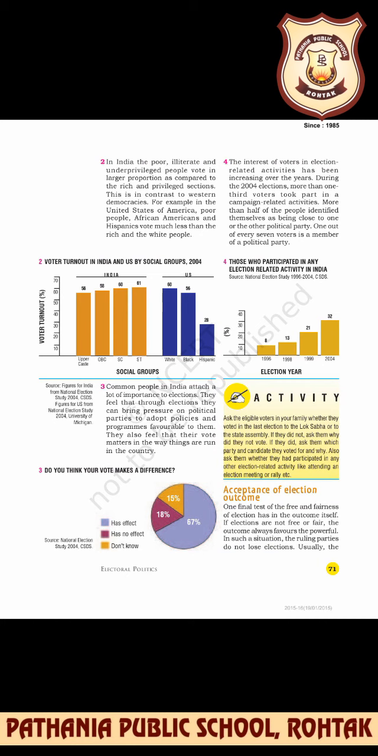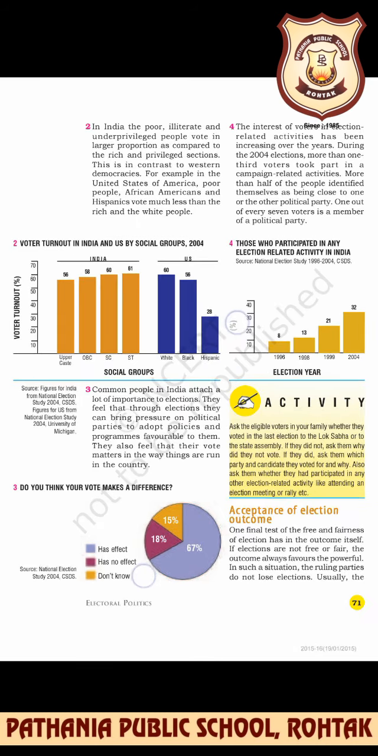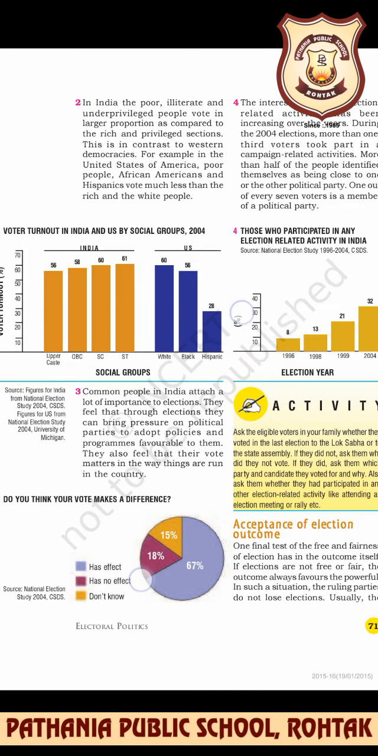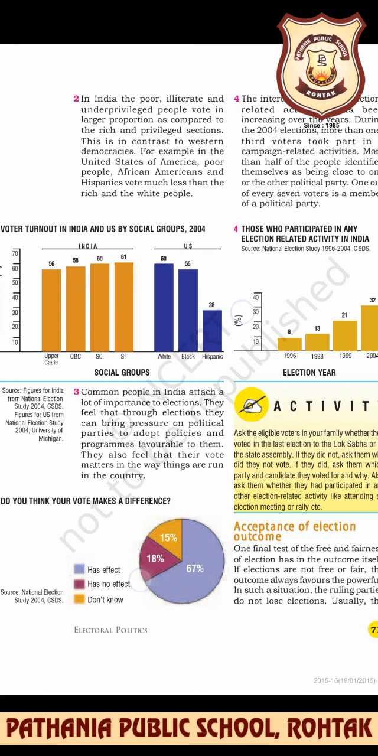Now the second point is that in India, the poor, illiterate and underprivileged people vote in larger proportion as compared to the rich and privileged sections. This is in contrast to Western democracies, where rich people's polling percentage is high. But in India, poor and illiterate people's polling percentage is high. For example, in the United States of America, poor people, African Americans, and Hispanics vote much less than the rich and the white people.